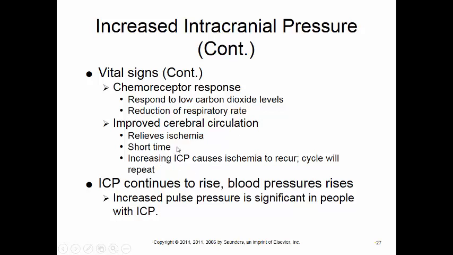So if the intracranial pressure does not get resolved, then over time we increased our blood pressure, we get some blood flow, and that may cause more swelling, so the pressure goes up some more. And so we temporarily get rid of the ischemia, and then it comes back, and then it repeats itself. As the intracranial pressure continues to rise, the blood pressure rises with it, and that increases the intracranial pressure, and then the blood pressure keeps going up. Okay, so it's kind of a cycle that keeps being repeated.